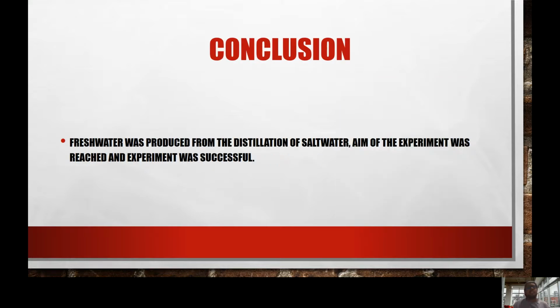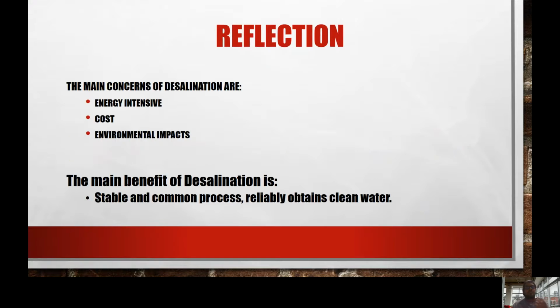The conclusion of the experiment is that fresh water was indeed produced from the distillation of salt water, and the aim of the experiment was reached, and hence the experiment was successful. And for the reflection, we have two parts of the reflection. First of all, the reflection on a whole in terms of desalination in real world conditions, and then self-reflection.